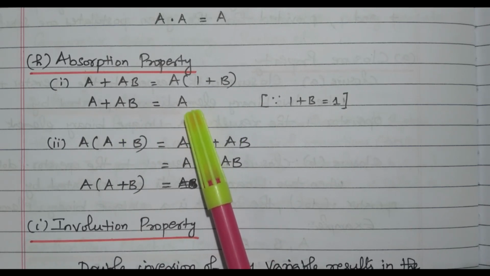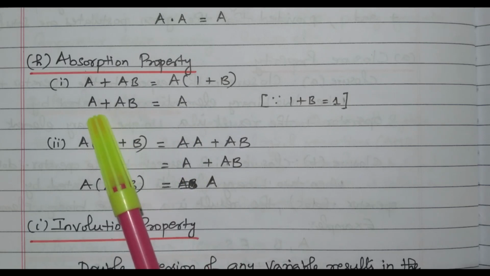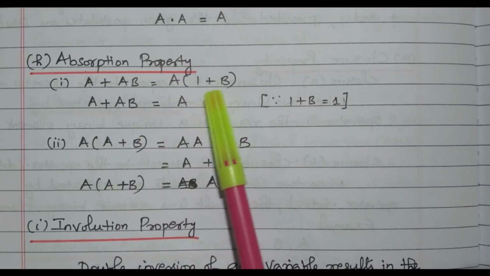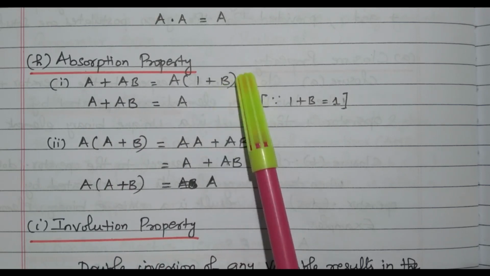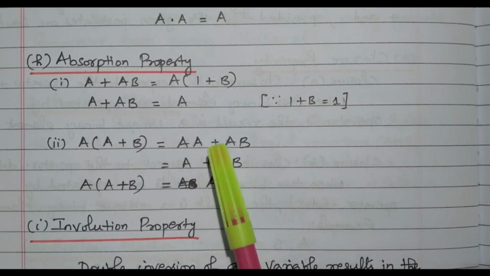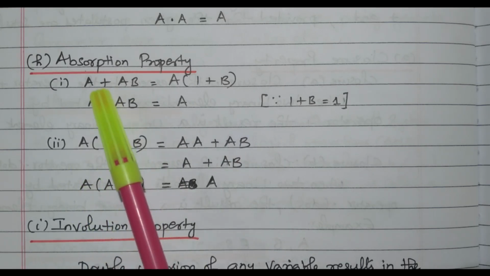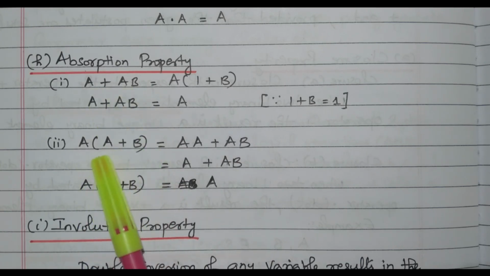While simplifying an expression, we can use this property: A plus AB equal to A, based on 1 plus B, where a 1 with any variable will give only 1. Similarly, one more property is available: A into A plus B.